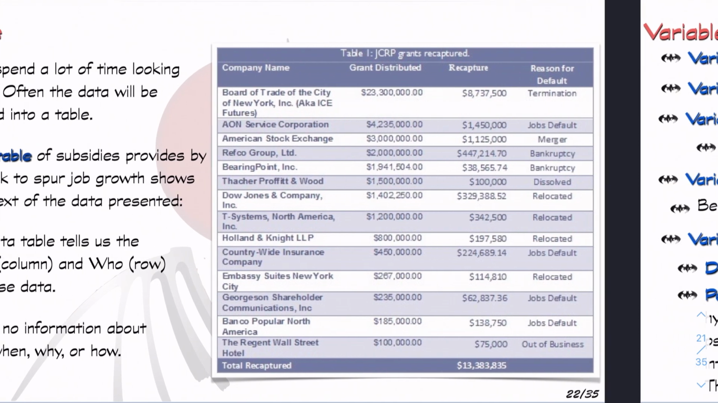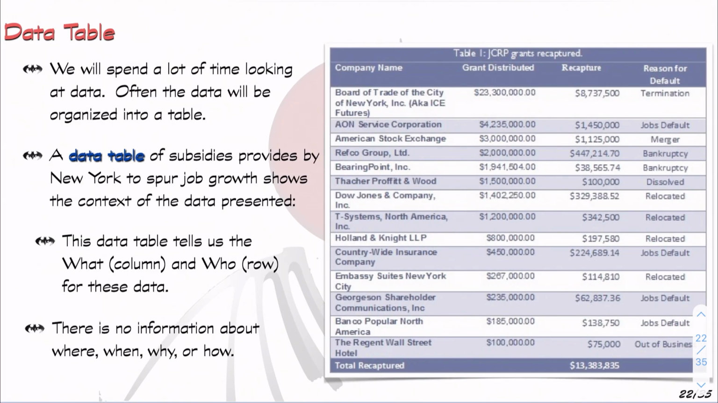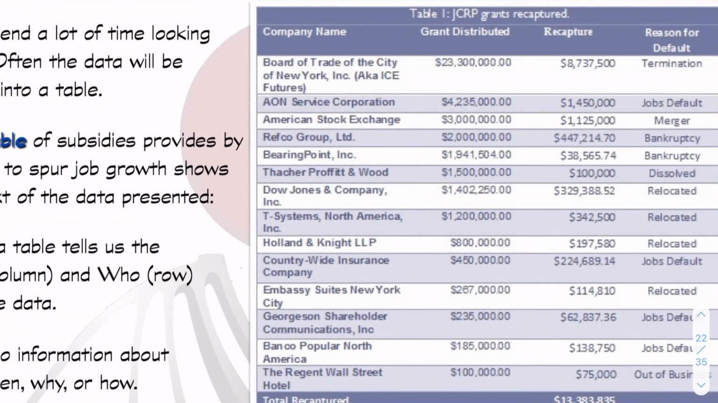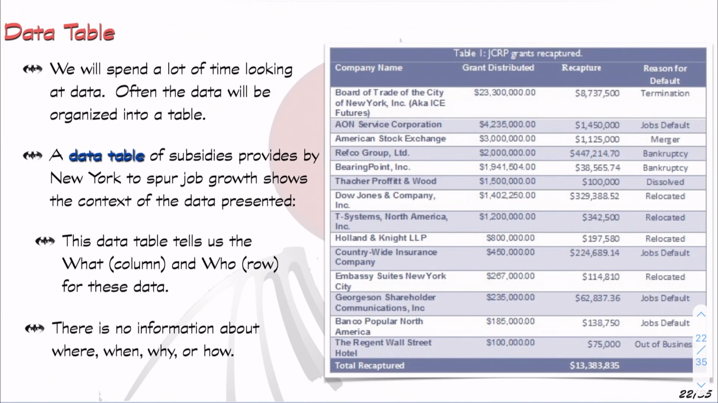Okay, so I'm going to present this data table, and you're going to spend a lot of time looking at data. Often the data will be organized into a table. So this data table on the side is of subsidies, which is money provided by New York to spur job growth, which shows the context of the data presented.